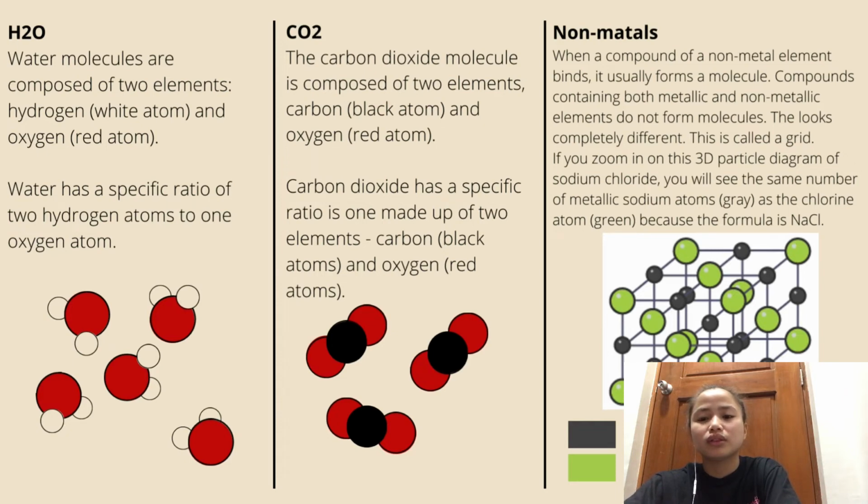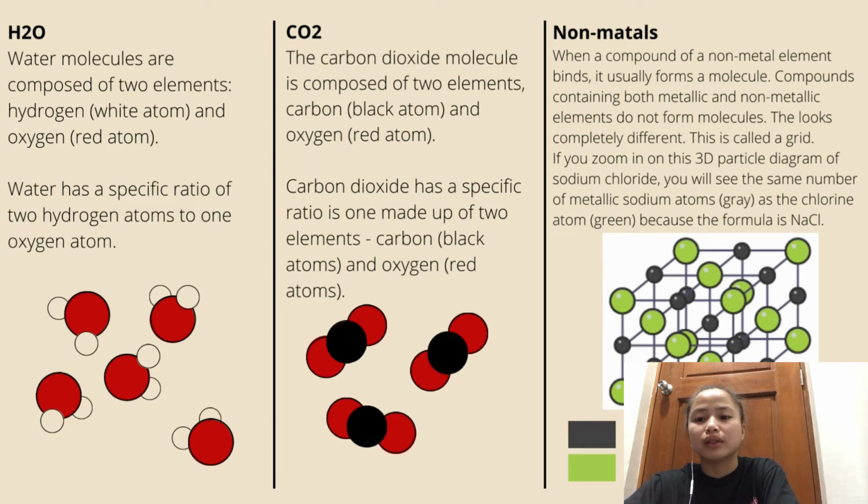The second one is CO2, or carbon dioxide. The carbon dioxide molecule is composed of two elements, carbon and oxygen. Carbon is the black atom and oxygen is the red atom. Carbon dioxide has a specific ratio of 1 carbon atom to 2 oxygen atoms.